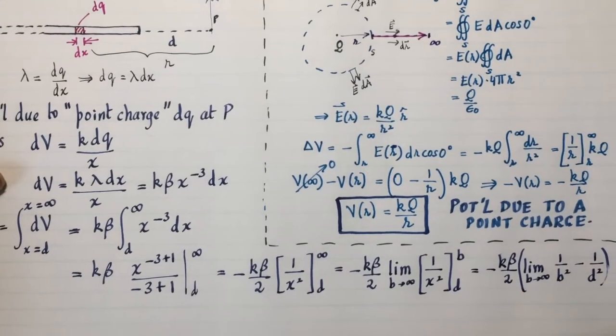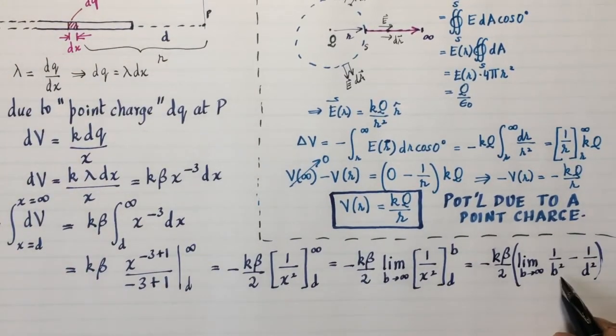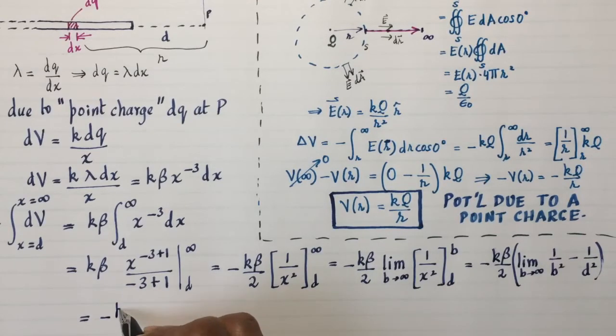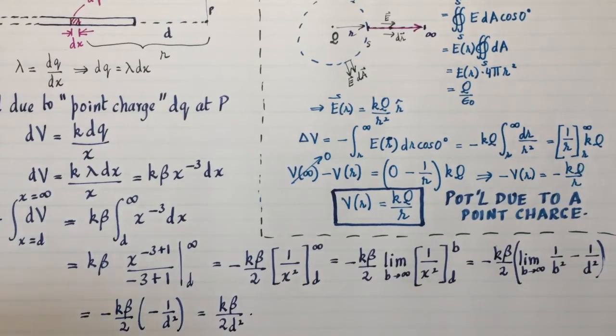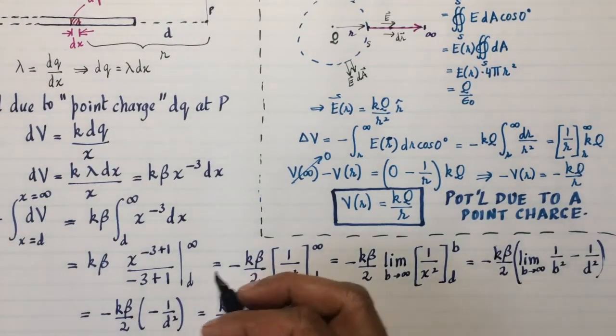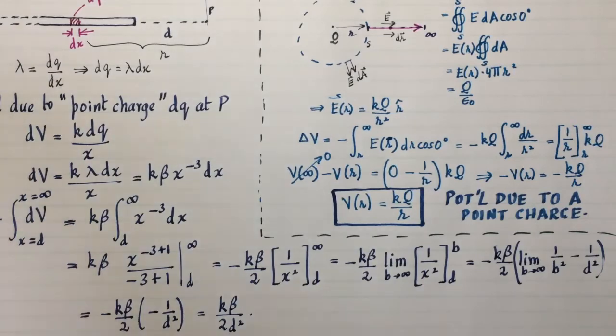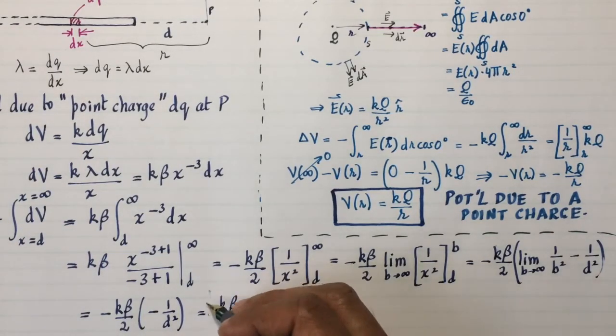Well, the limit of 1 over b squared as b goes to infinity is 0. So that gives me my answer, which is negative k beta divided by 2 times negative 1 over d squared. And if you take the two negatives together, I get k beta over 2d squared. So that's the answer. Now let me point out a wrong way to do this problem.